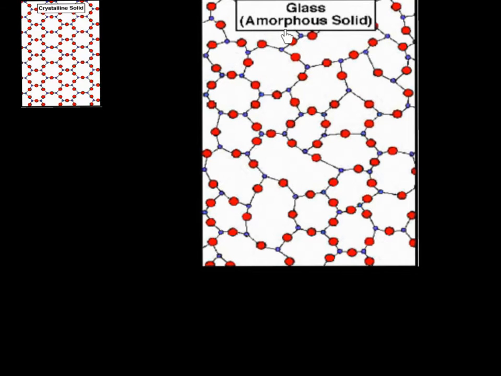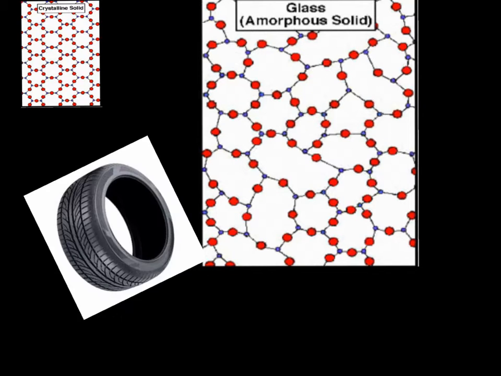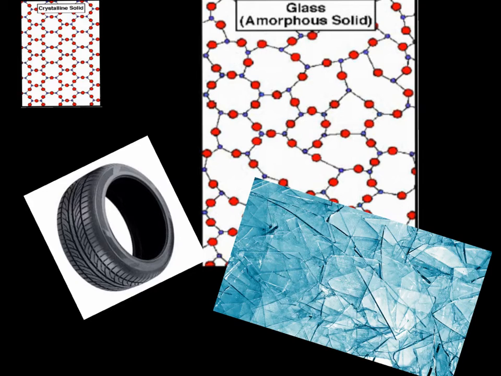The word amorphous comes from the Greek, meaning without shape. Amorphous solids don't have an orderly structure. Examples of an amorphous solid are rubber and glass.